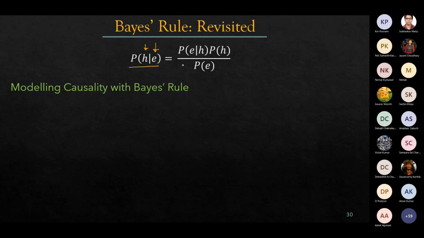Now let us try to relook at whether it can model causality. What do we mean by causality? You have two events, X and Y. Whether X causes Y, right? For example, whether smoking causes, say, lung cancer, something like that. So there is a causality we want to model using this Bayes rule. Let us try to see whether we can do that.